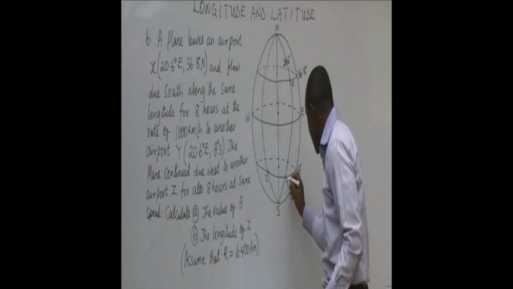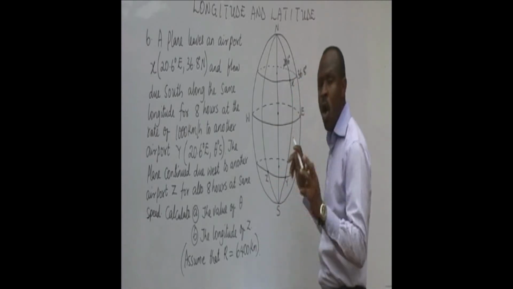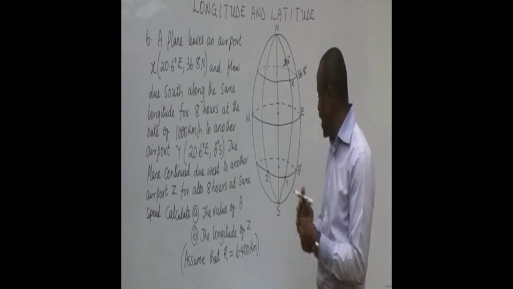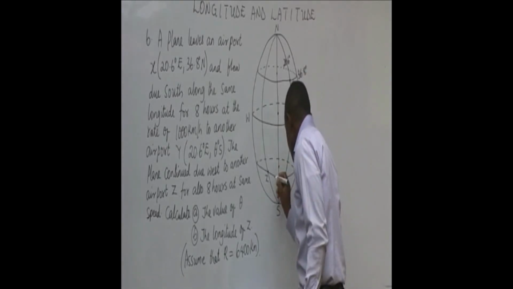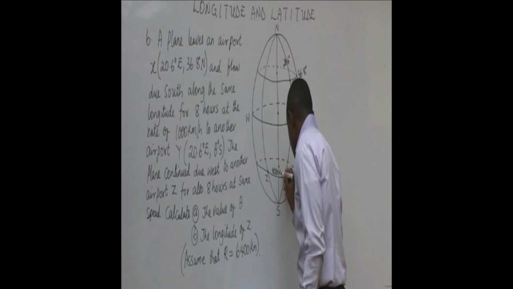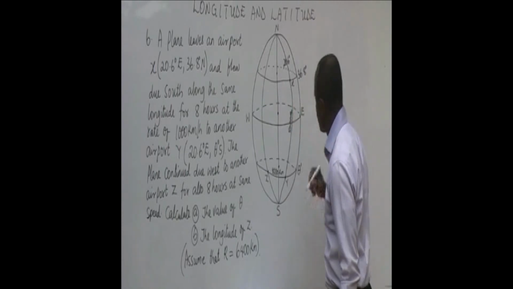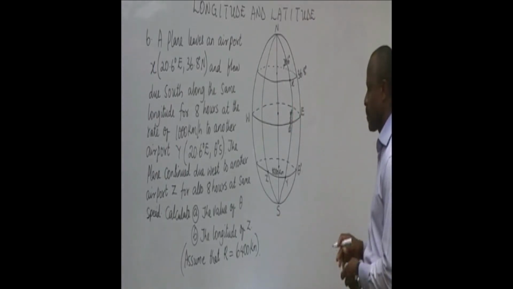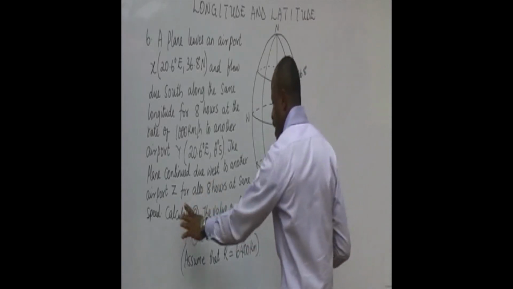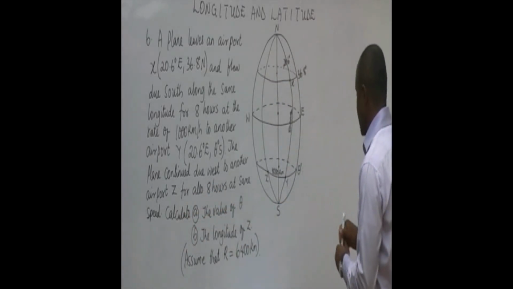That means the distance from here to here is the same as the distance from here to here, all 8,000 kilometers. We can even write it. 8,000 km. This also is 8,000 km. We are going to use these values. Now the question says we should calculate the value of theta. I know that should be the first thing they will ask.